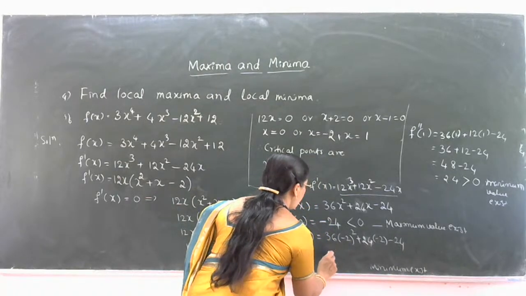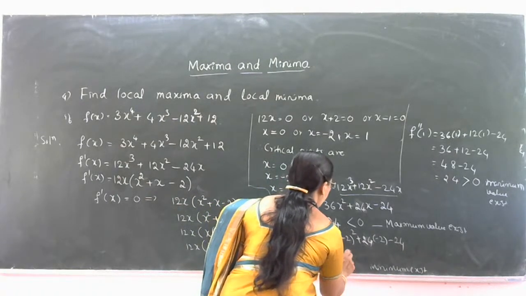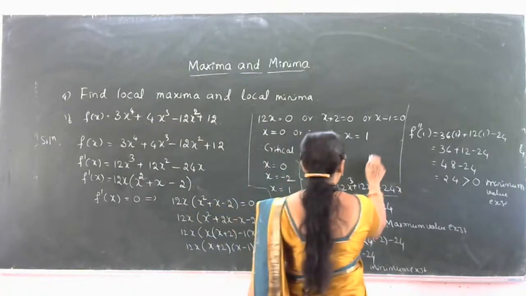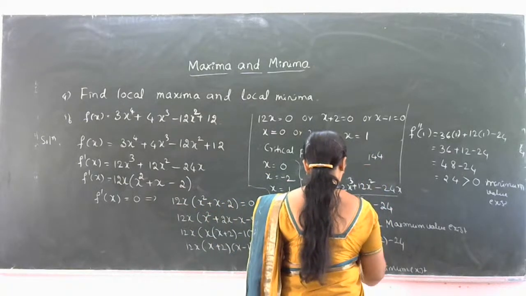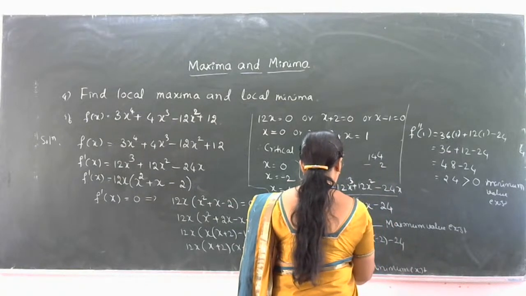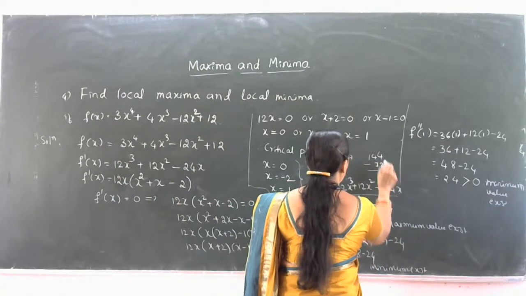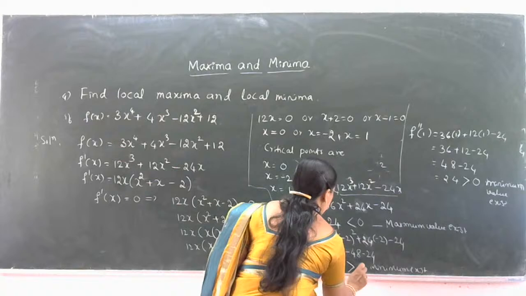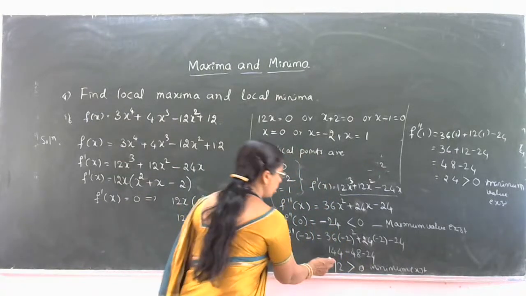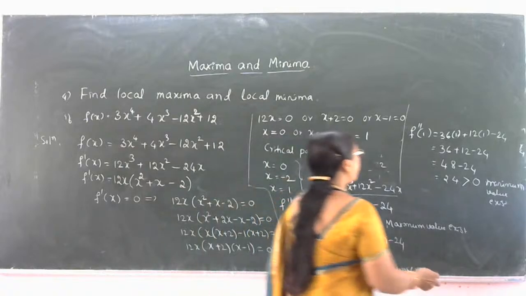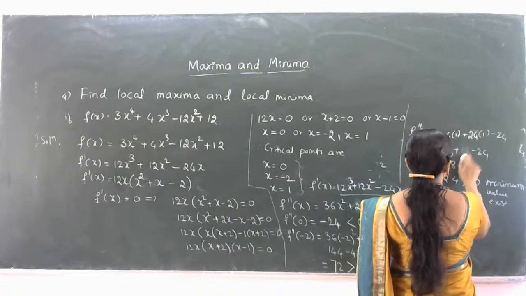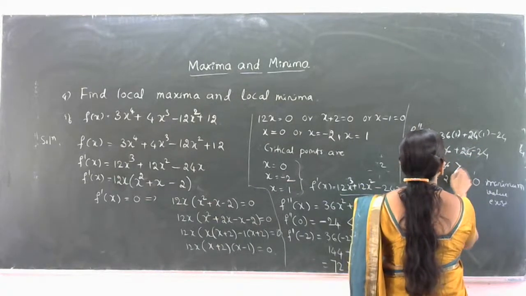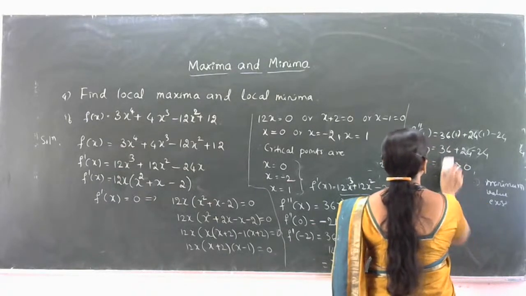At x equal to minus 2, 36 into 4 is 144, then minus 48 minus 24, which is equal to 72. It is equal to 72, which is greater than 0, so a minimum value exists. Then at 1, 36 plus 24 minus 24 is 36, which is greater than 0. Here also a minimum value exists.